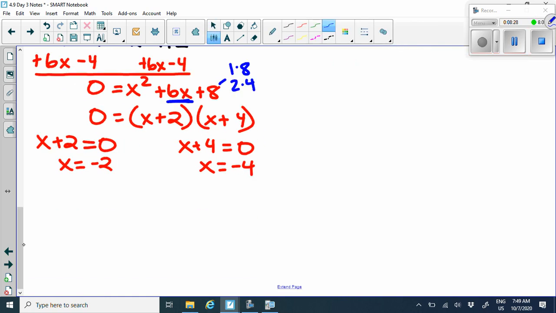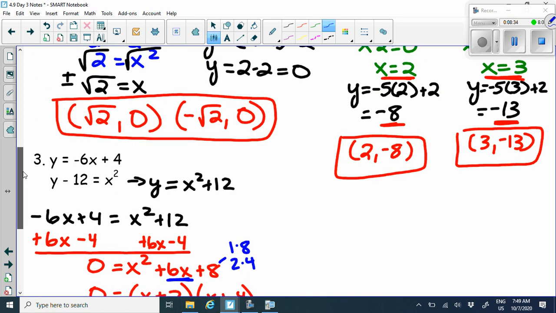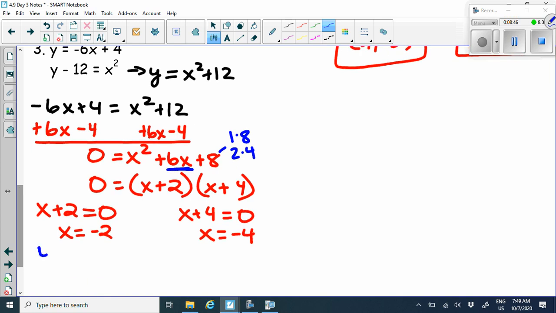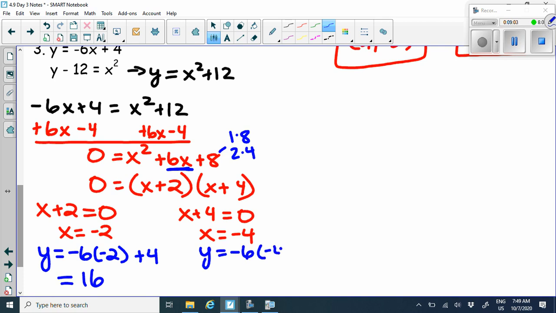So now I plug both of these back into one of the equations. Remember, you want to plug it back into the easier equation. So if we look here, which one is it? I think the first equation, y equals negative 6x plus 4, is going to be the easier. So I'm going to plug it back into that one. So I have y equals negative 6 times negative 2 plus 4. Negative 6 times negative 2 gives me 12 plus 4. That will give me 16. And when I plug negative 4 in there, I have y equals negative 6 times negative 4 plus 4. Negative 6 times negative 4 gives me 24, plus 4 gives me 28.